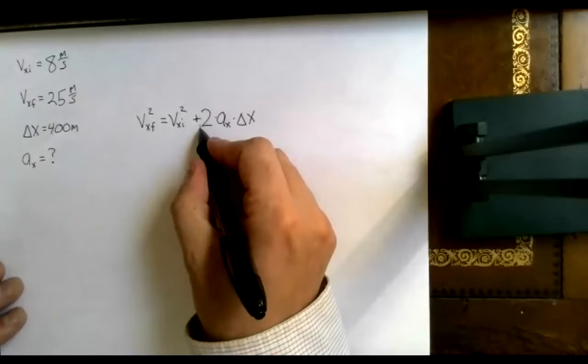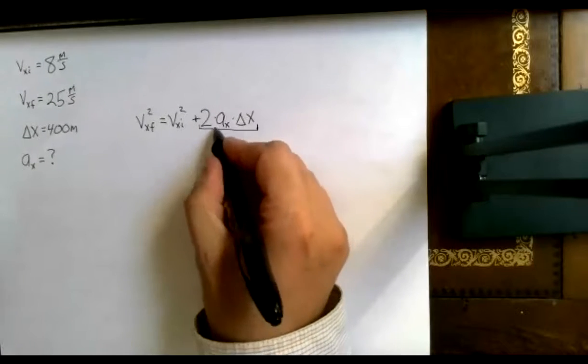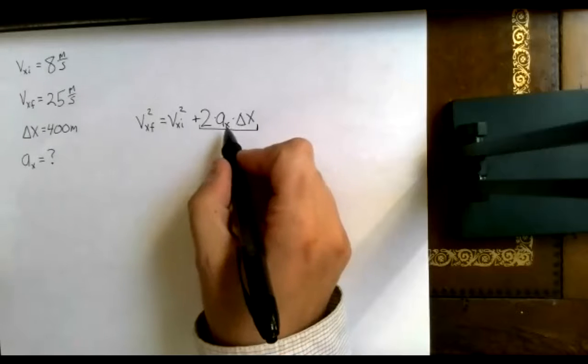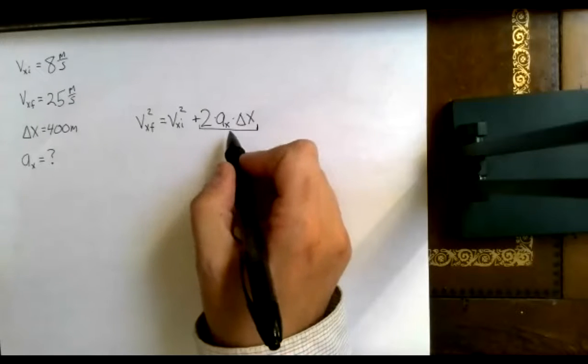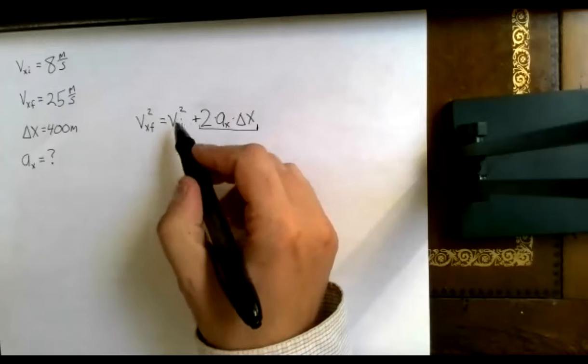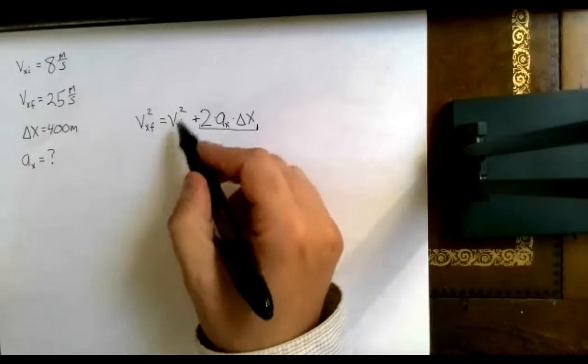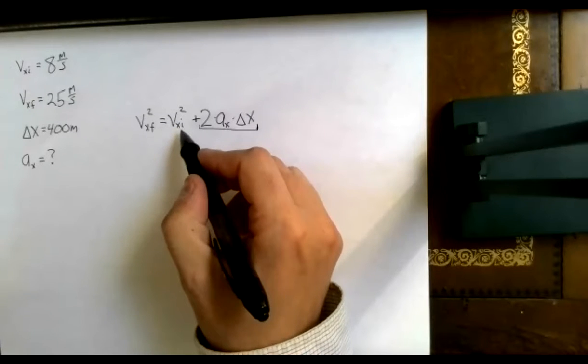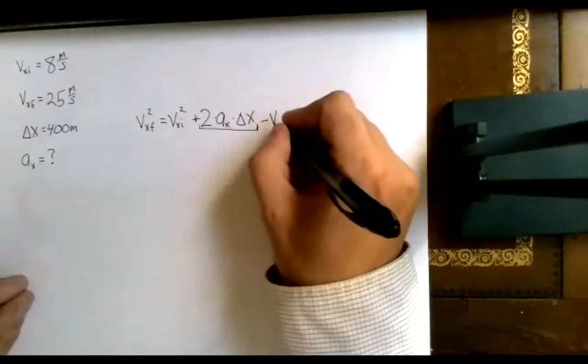So what we're looking for, the AX, is in this term of the equation here. So we want to get that whole term by itself first. What's preventing that is this VXI squared. How can we get rid of this VXI squared from this side of the equation? You can subtract it. Exactly. On both sides. That's right. We subtract it on both sides.